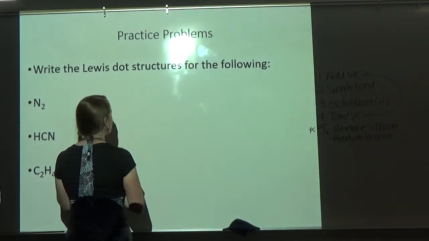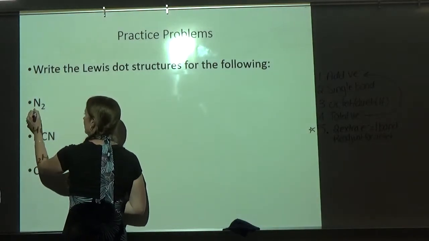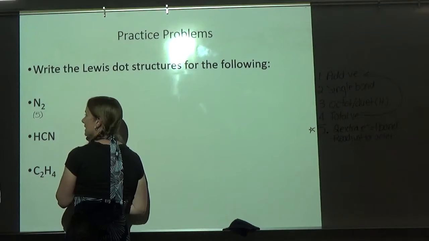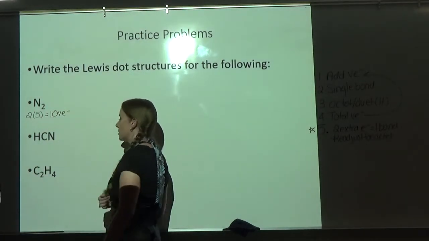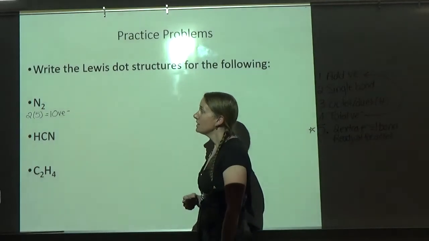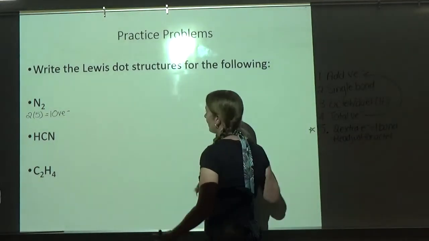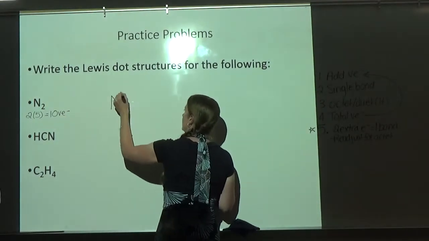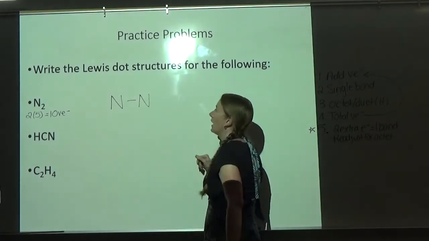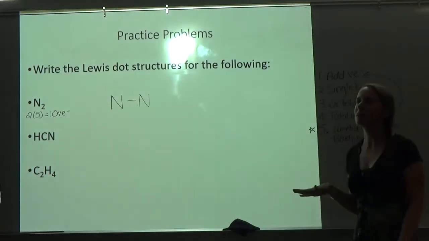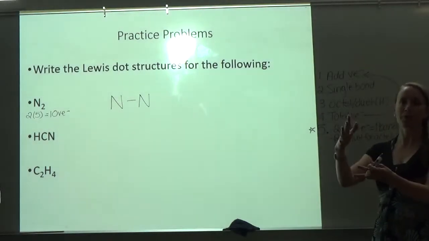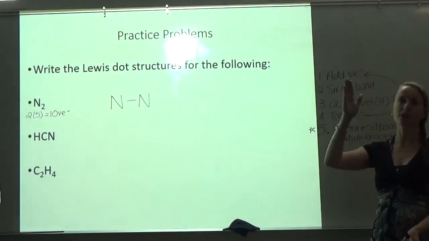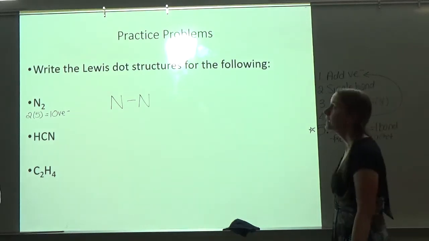Alright, so step 1 is add our valence. So nitrogen's in group 15, so there's 5 valence electrons. I'm going to multiply it by 2 because there are 2 nitrogens. So step 2 is single bond, everybody. Alright, and I know right now you're probably thinking, oh, well, I already know it's going to be a multiple bond. But on the test, there's not going to be a section that says multiple bonds. You're just going to have a Lewis dot structure section. And you just got to draw them as you go.